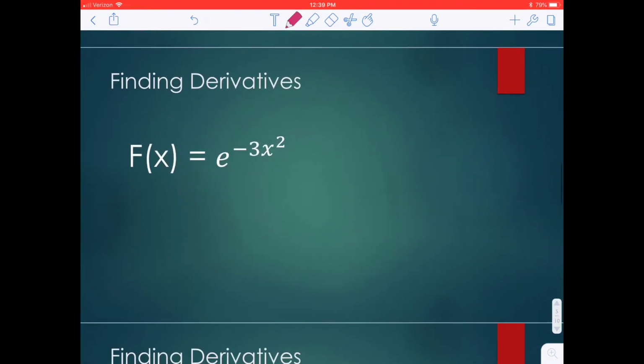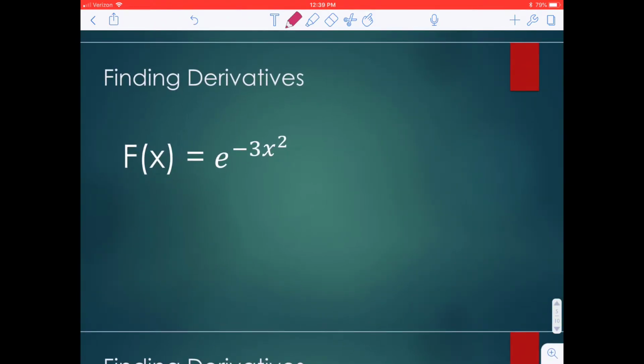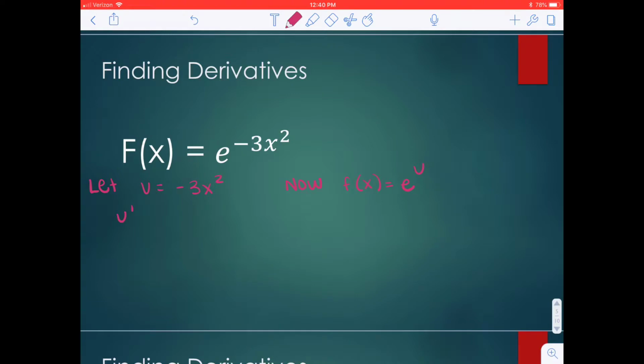All right, let's look at another one, e to the negative 3x squared. So we're going to do the same thing. We're going to let u equal negative 3x squared. So now the function f of x is equal to e to the u. We'll find u prime, which is negative 6x. We'll find f prime, which is e to the u. And we're going to take f prime times u prime, which is e to the u times negative 6x.